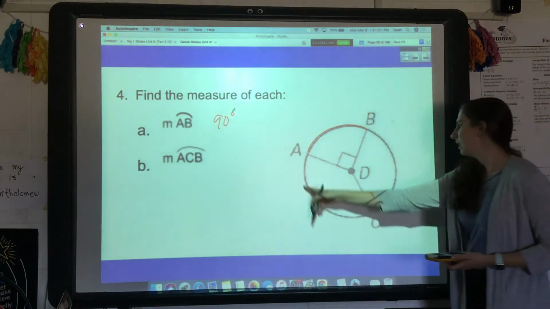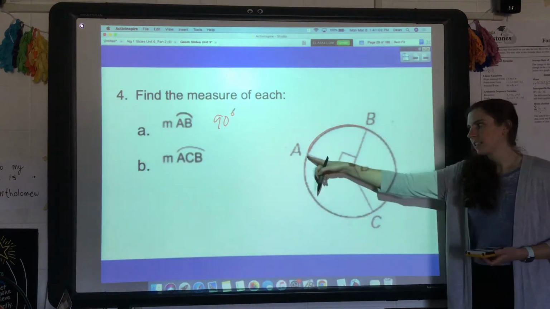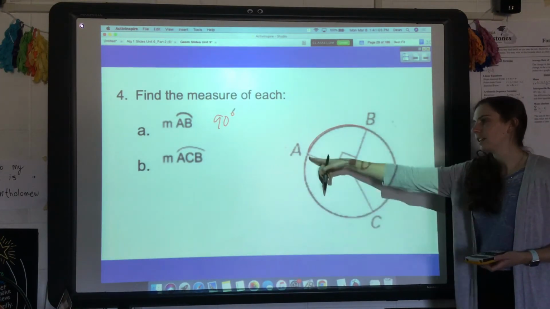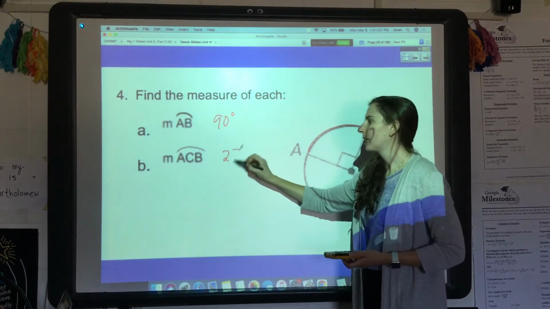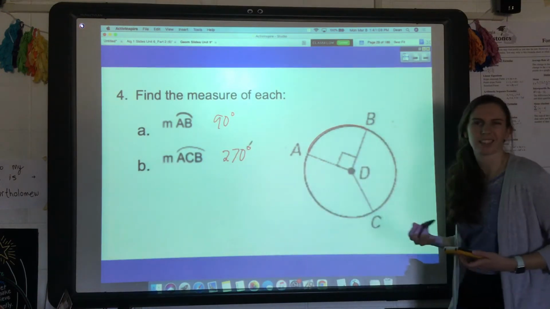And one more example, the measure of arc AB is just 90 degrees. ACB is 360 minus that, so it's 270 degrees, because together those have to add up to 360.